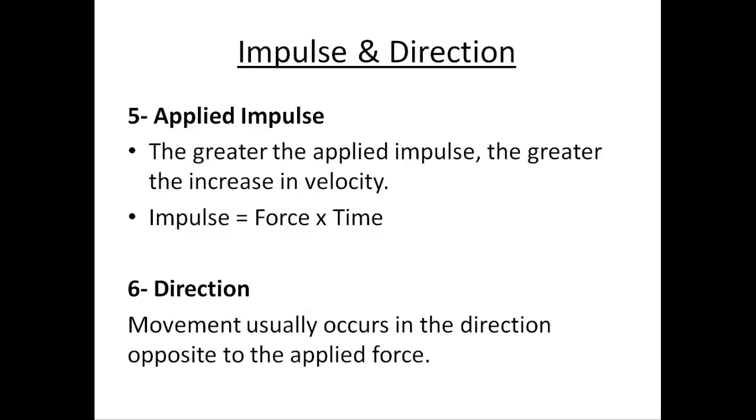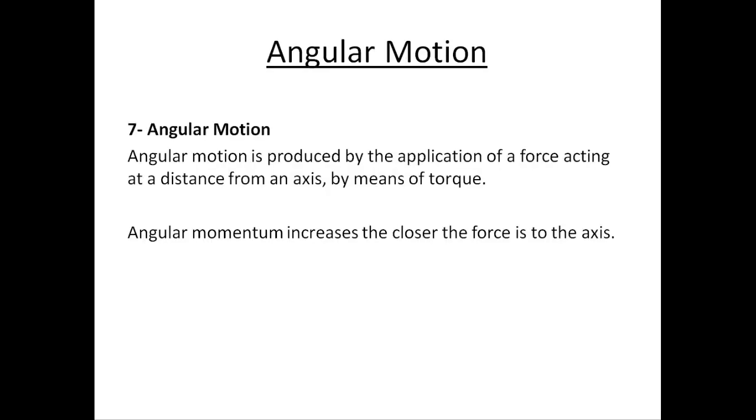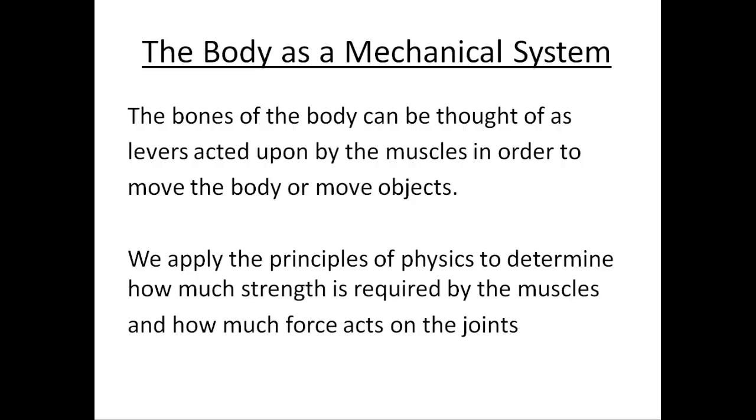Then we've got implied impulse. The greater the implied impulse, the greater the increase in velocity. Impulse equals force multiplied by time. Direction: movement occurs in the direction opposite to the applied force. Remember that pushing example is a good one. And then angular motion, which is produced by application of a force acting at a distance from an axis by means of torque. And angular momentum increases the closer the force is to that axis.